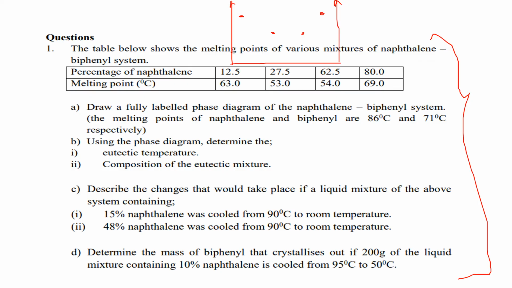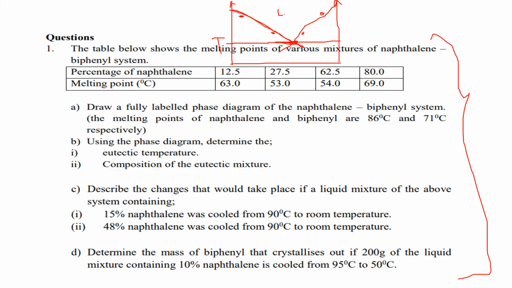So you'll be required to join these points, and on joining them, you get your ruler, and then you join these two points using a ruler. And then you also join these points using a ruler. And then the point of intersection is going to be your eutectic point. And then you draw a horizontal line, and this is going to be your eutectic temperature. And then this is going to be a liquid mixture.